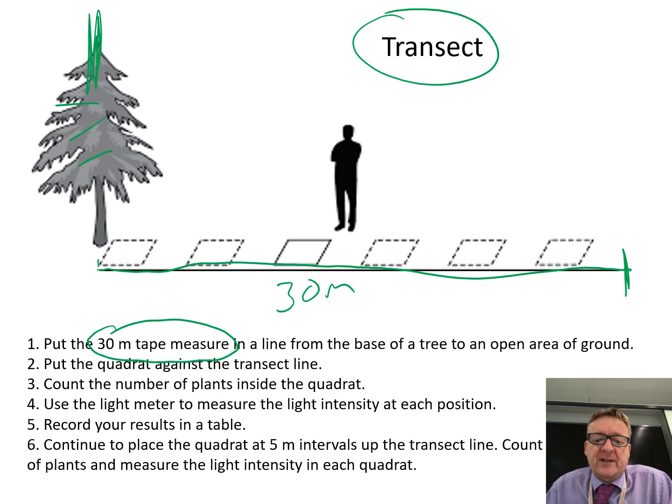Then you put the quadrat against the transect line. So here's my first quadrat. I put it there, right? My transect goes out from the tree randomly. That's my first quadrat. I count the number of plants inside that quadrat that I'm interested in.